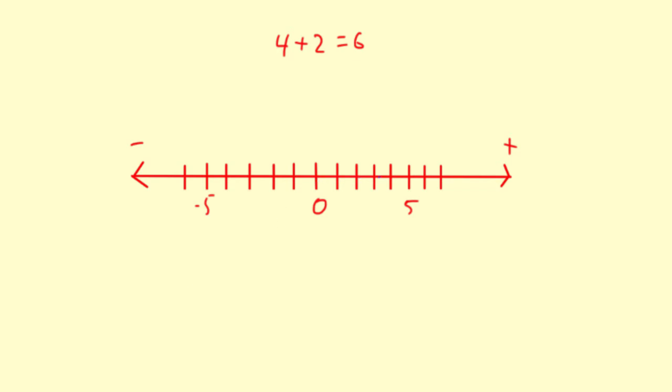So 1, 2, 3, 4, that's right here. And then plus 2 means you're adding 2, so you're going 1, 2 to the right. So that puts you here at 6. So that's how you model integer addition with a number line. It's just the distance from 0.